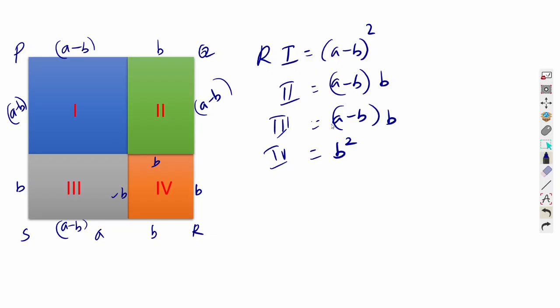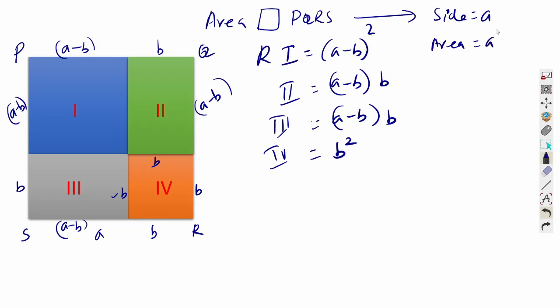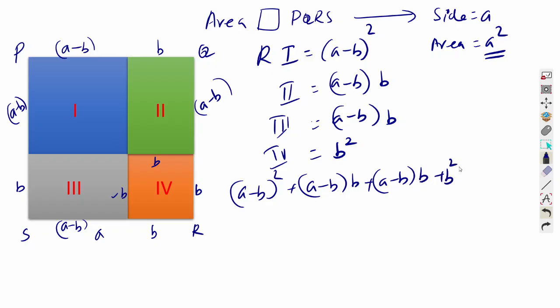Altogether, it will make the area of the square PQRS. We are finding the area. We also know that PQRS has a side equal to A, so the area will be calculated by the formula A square also. This also we know. That means if I sum up A minus B whole square plus A minus B into B plus A minus B into B plus B square, it will be equal to A square.